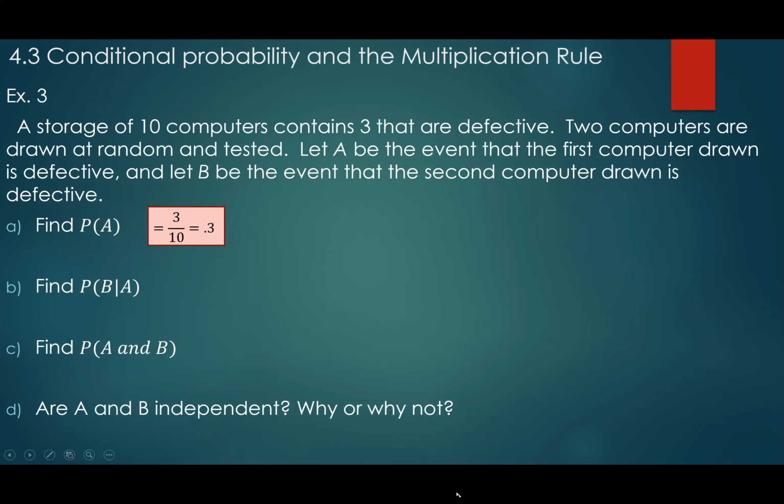Now you have to know what this symbol means. This symbol means find the probability of B given that A has already occurred. Meaning, for A, you take the computer out, put it on the side, test it, and that computer is defective. Now you go in the second time and select a second computer. What will be the probability of B given that A has already happened? If A has already happened, do I still have 10 computers in my storage?